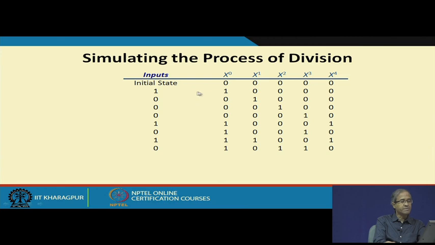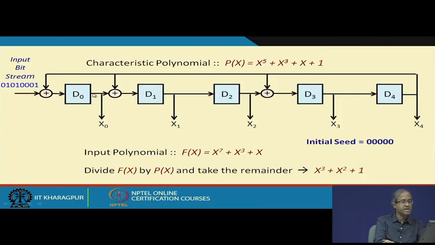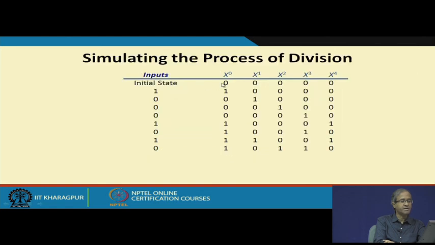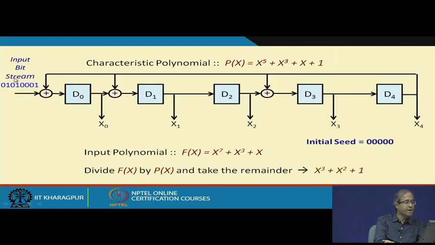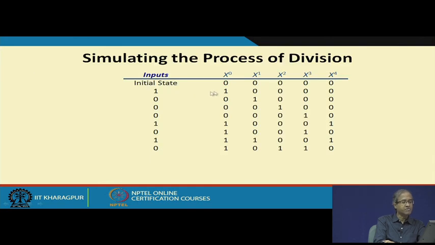We simulate the process of division step by step. The point to note is that initially we load it to the all 0 pattern. Then we apply this sequence of bits 1 0 0 1 to the LFSR, and depending on the feedback, some of the bits will get modified accordingly. I suggest that you work this out and see whether these patterns are matching. After all the bit patterns have been applied, the data that remains in the shift register is 1 0 1 1 0.